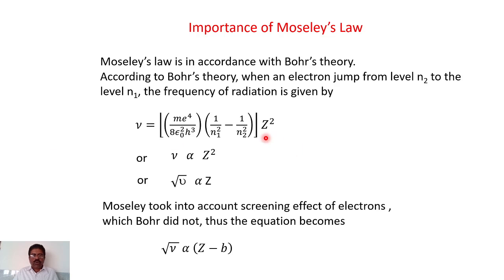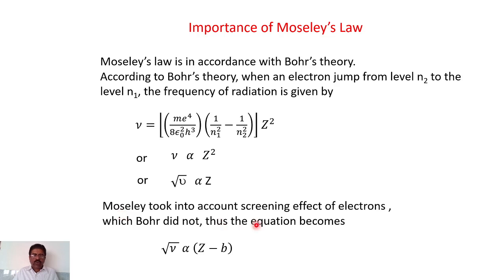This is according to Bohr's formula, and earlier we have seen Mosley's formula. According to Bohr's formula, nu is equal to R in bracket 1 upon n1 square minus 1 upon n2 square into Z square. So nu is directly proportional to Z square. This is what Bohr's theory tells us, and therefore under root of nu is directly proportional to Z.